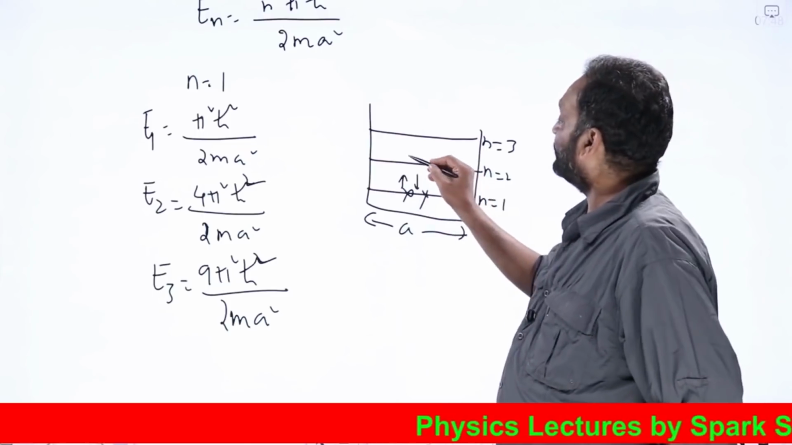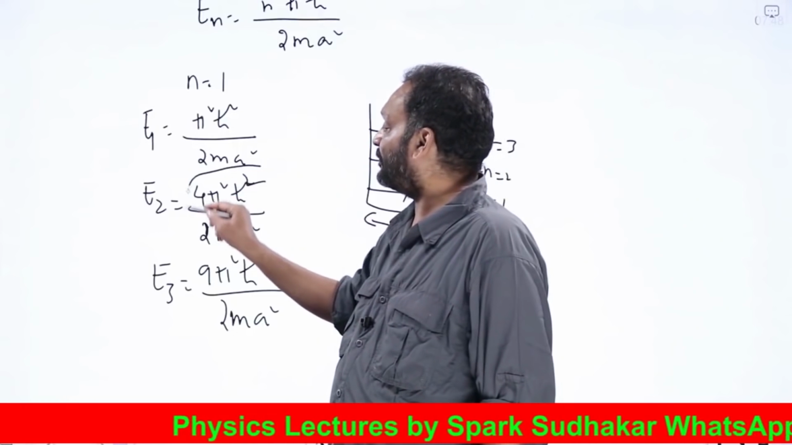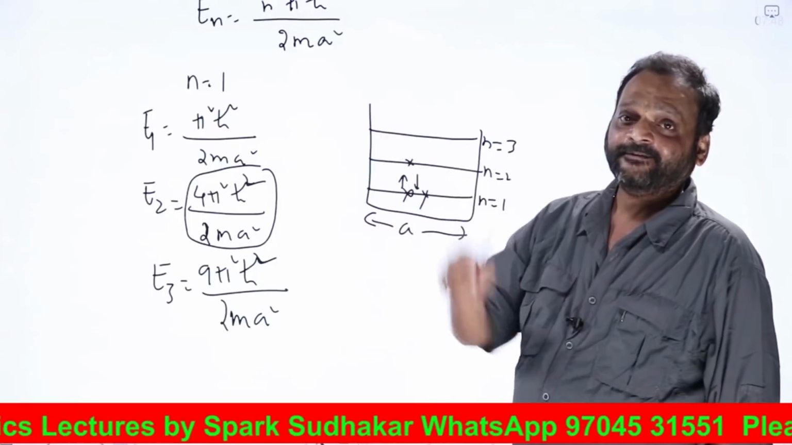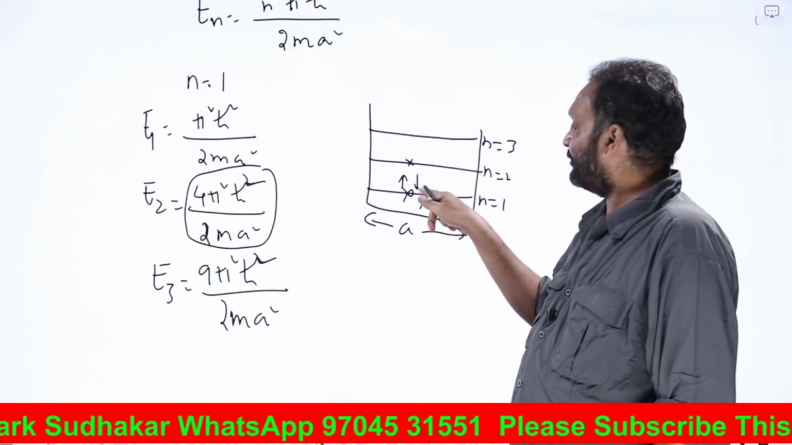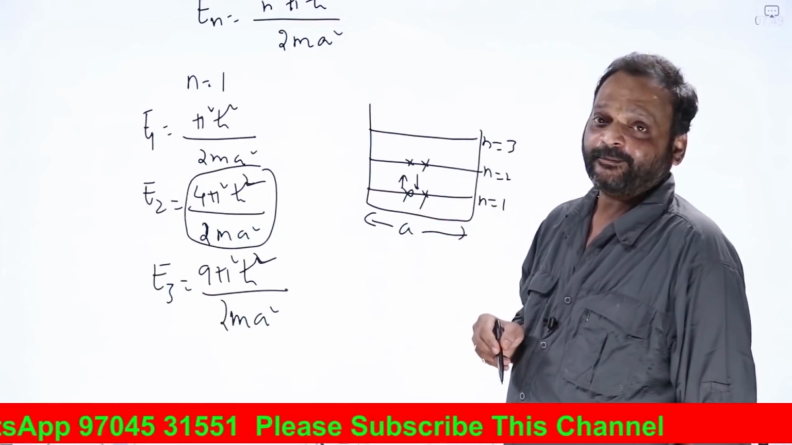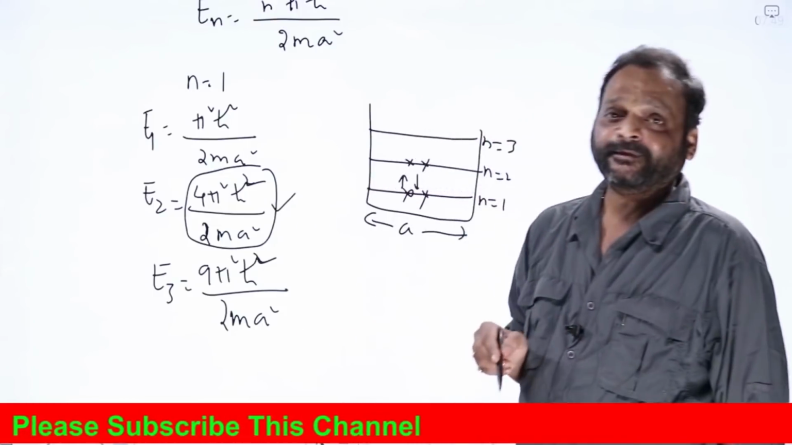Okay, so it will go to the n equal to 2 level, which means its energy becomes 4 pi square h bar square by 2m a square. Now I'll put the fourth electron. The fourth electron can go and sit beside the third electron. It cannot go to n equal to 1. So it goes and sits beside the third electron with opposite spin. So its energy also will be 4 pi square h bar square by 2m a square.